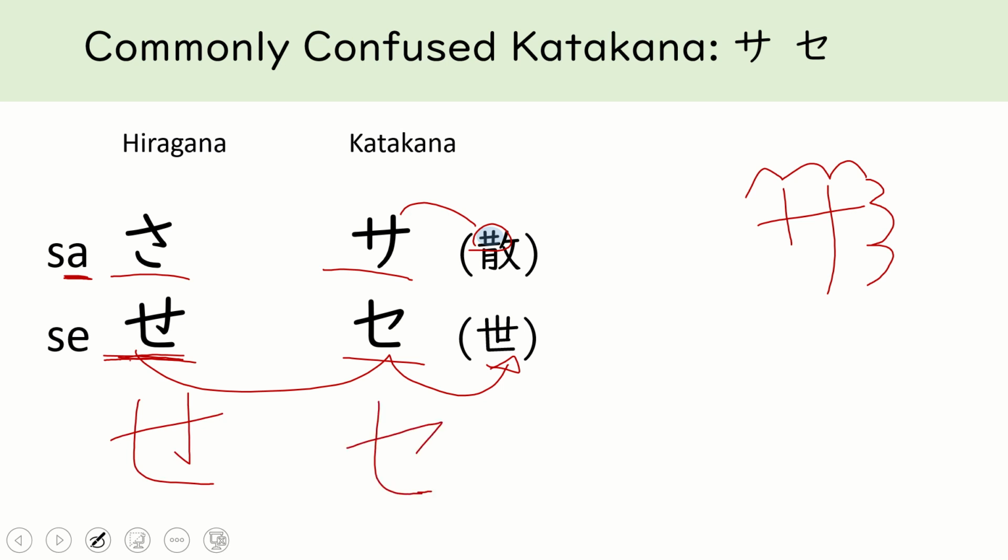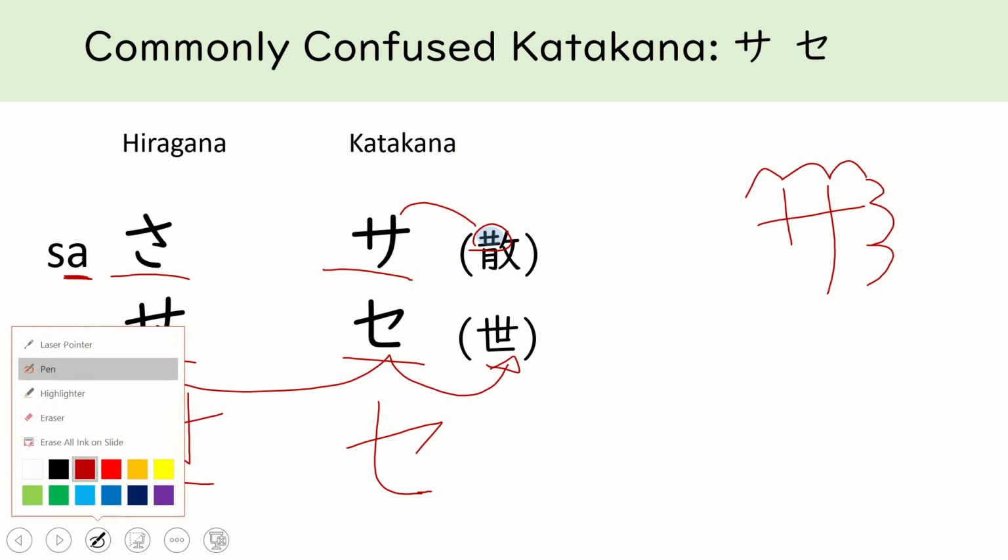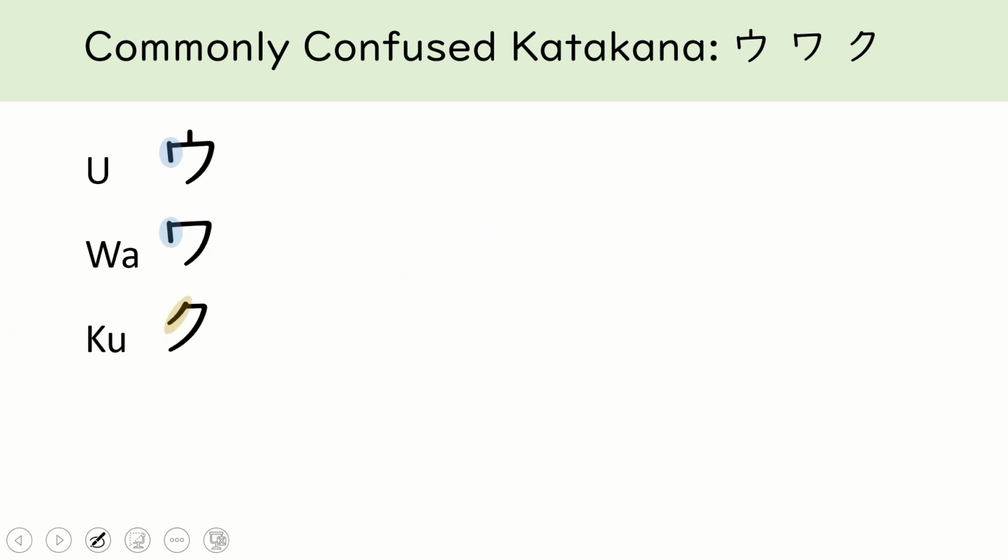いいですか? はい. So that's the first one. The next one is u, wa, and ku. So of course with u and wa we see the difference is whether the line is at the top or not. So here's u versus wa.